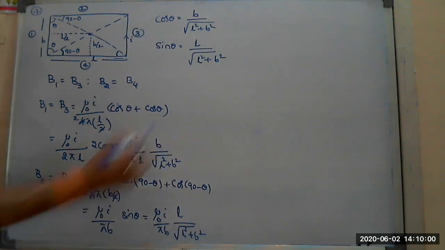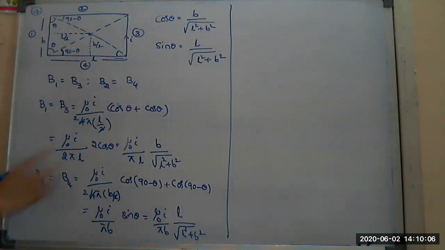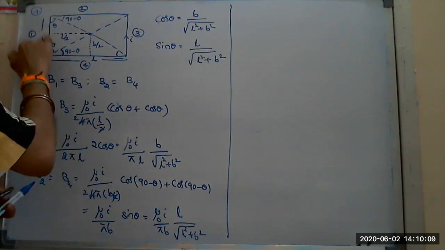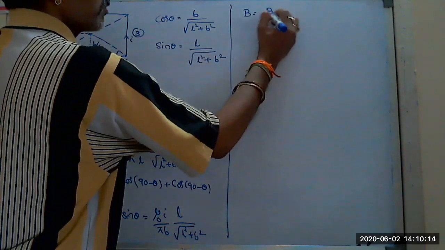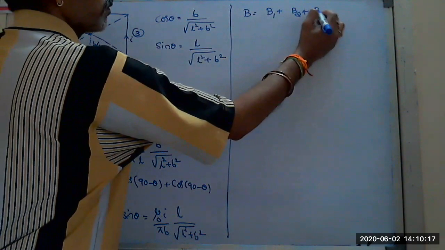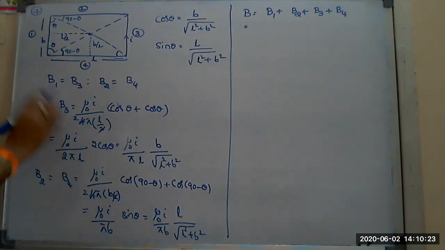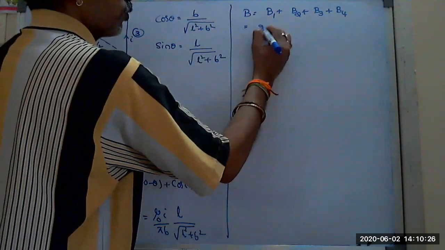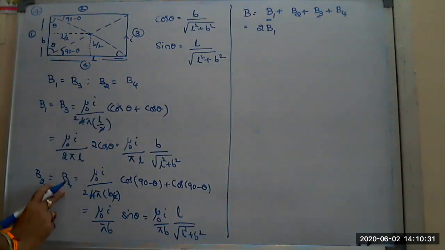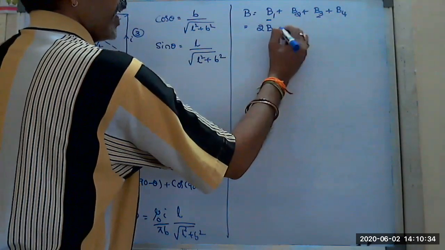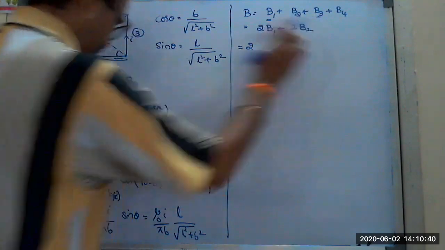So finally, what you require is the total magnetic field at the center. Since they are giving the magnetic field outside only, in the same direction, we have to add B1 plus B2 plus B3 plus B4. So B is equal to B1 plus B2 plus B3 plus B4. B1 is equal to B3, so I write 2B1 instead of B1 plus B3. And B2 equals B4, so instead of B2 plus B4, I write 2B2. So I am getting 2 times B1 plus B2.